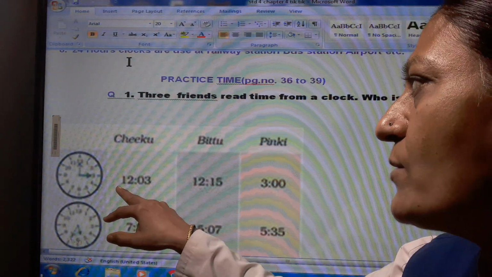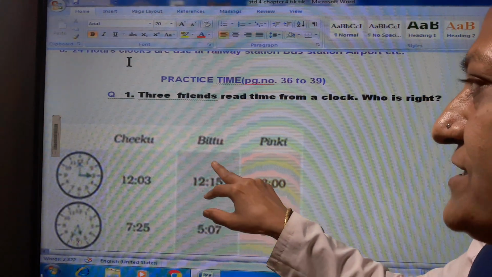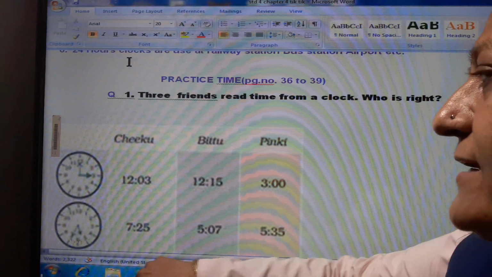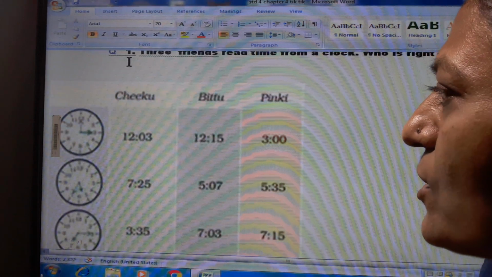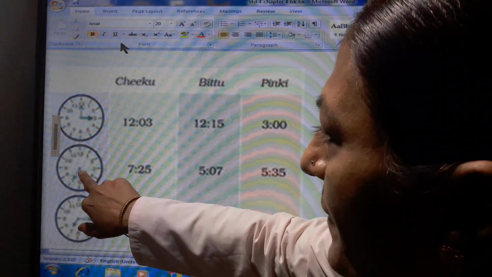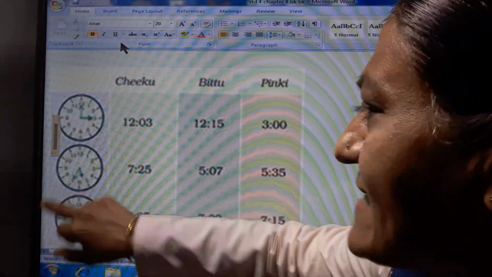But Chiku said 12 and 3. It is wrong. Bittu said 12 and 15. It is also wrong. Pinky said 3 o'clock. It is right. Now in the second clock, it is given that the hour hand is between 5 and 6 and the minute hand on 7.